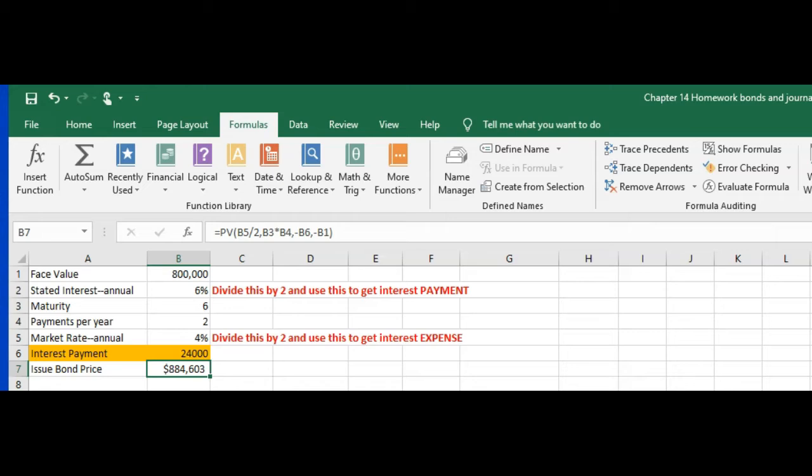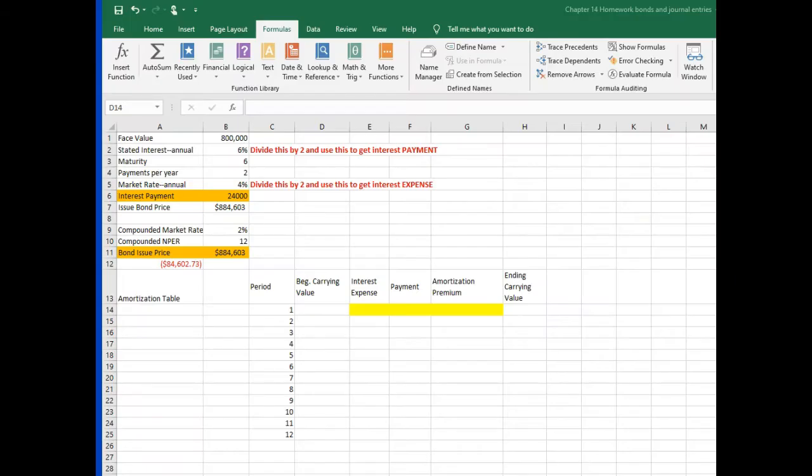I've gone ahead and put in some headings, and I'm going to show you how to set this up. Okay, to bring over my beginning carrying value, I'm going to put an equal sign here. I'm going to click on my bond issue price, and I'm going to hit the F4 key, and that puts those dollar signs there, keeps that as a stationary cell.